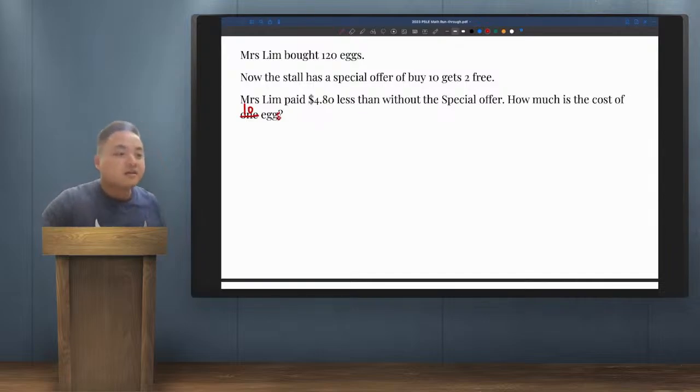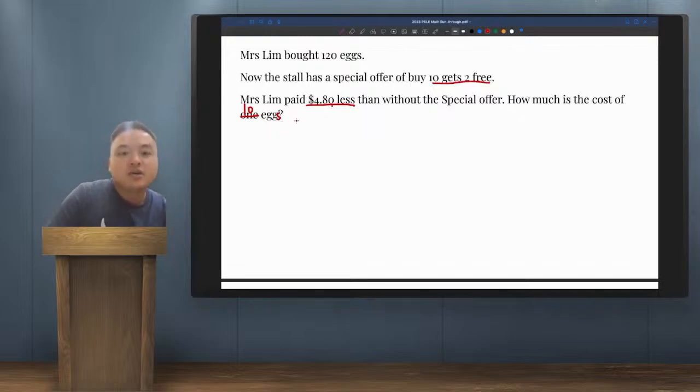Right, now let's look at this question. Mrs. Lim bought 120 eggs. Now the store has a special offer to buy 10 get 2 free. And Mrs. Lim paid $4.80 less than without the special offer. Meaning, without the special offer, she paid $4.80 more. So how much is the cost of 10 eggs?